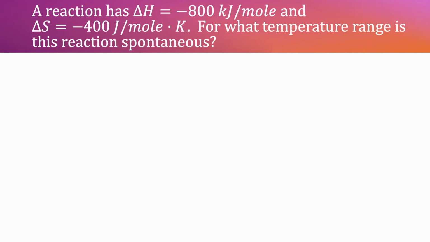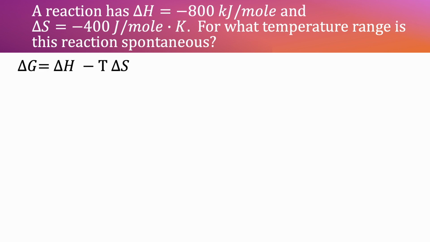So here's a typical problem you might be asked where they give you delta H and delta S and ask you to solve for a temperature range. And this is something we haven't really dealt with before as far as the math goes. So in this case, delta H is negative 800 kilojoules per mole for a particular reaction, and the delta S is negative 400 joules per mole Kelvin. And we want to know what temperature range will make this reaction spontaneous.